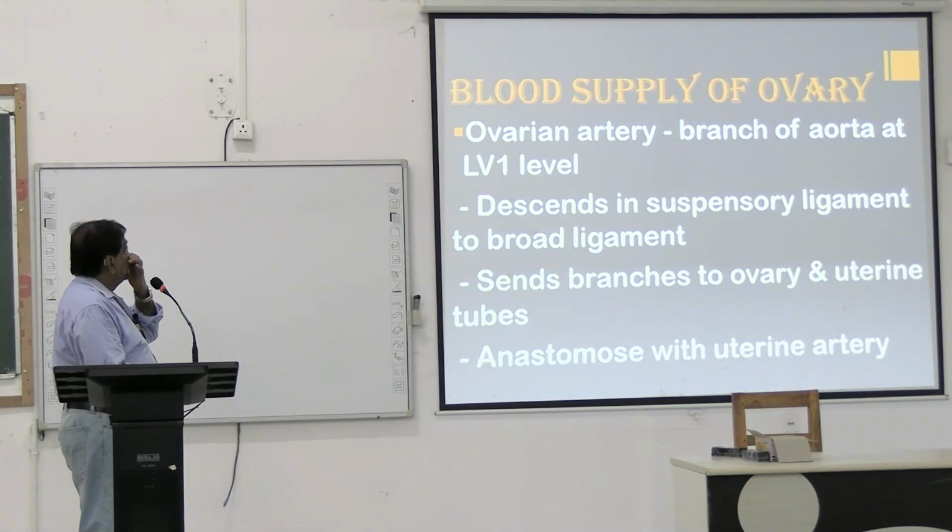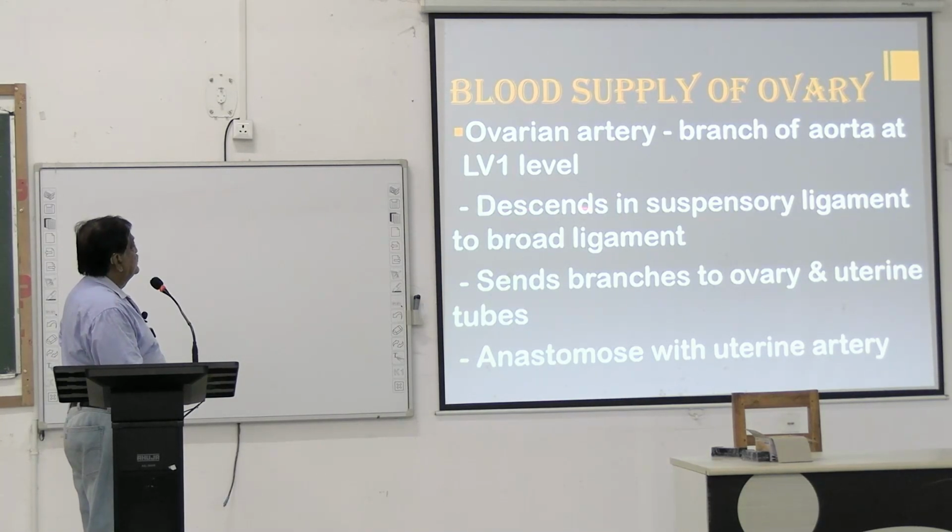Now, blood supply of ovary, ovarian artery, branch of the aorta at level L1, descends in suspensory ligament to broad ligament, sends branches to ovary and uterine tube, and is associated with the uterine artery.